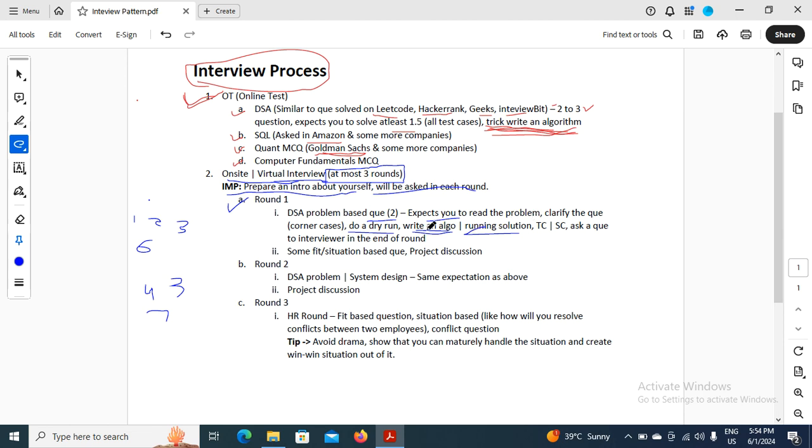And once you do a dry run and your code solution is working, then they will ask you about the time complexity and space complexity. And if the time complexity is, let's say, O of n cube, and the solution is possible in, let's say, O of n log n, then they might ask you to optimize the solution.